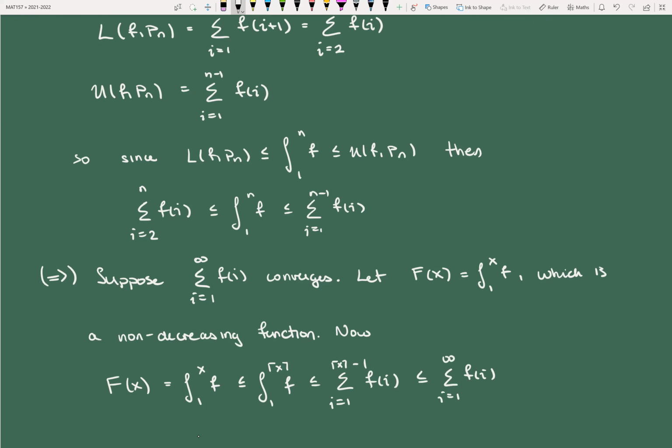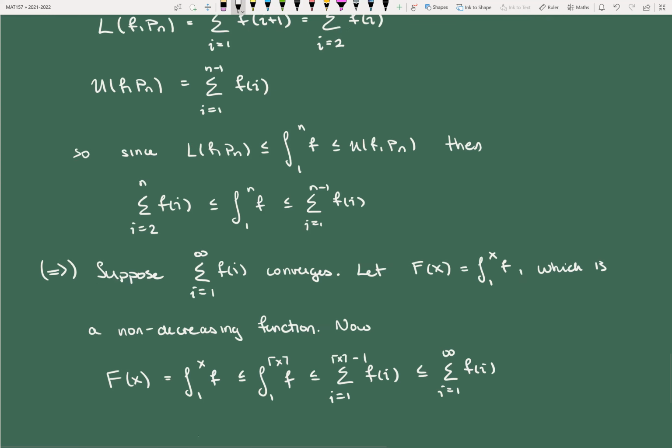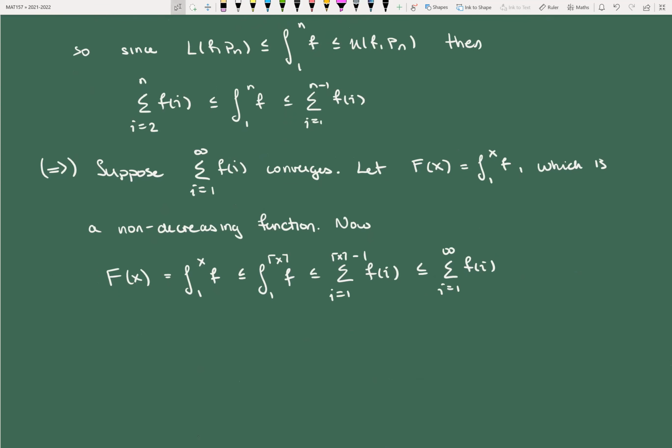Right, and so there we go. The right-hand side doesn't depend on x at all, so I've bounded capital F from above. So by the monotone convergence theorem for functions, remember, we had the same thing. If you've got a function which is non-decreasing and bounded from above, it also converges. The proofs are almost identical. So the limit as x goes to infinity of f of x exists, and that's precisely the improper integral.